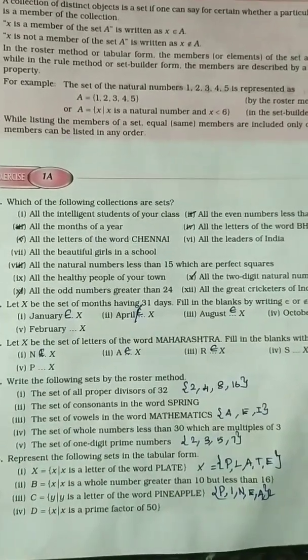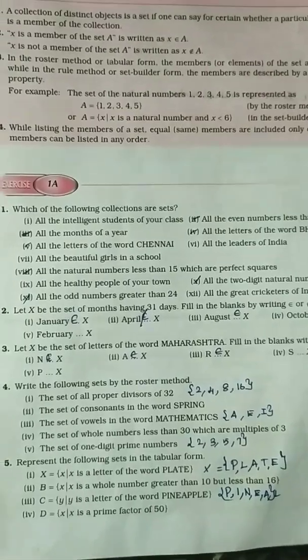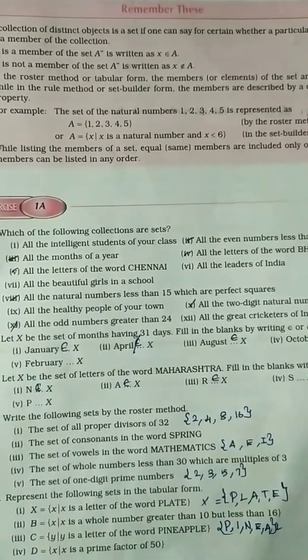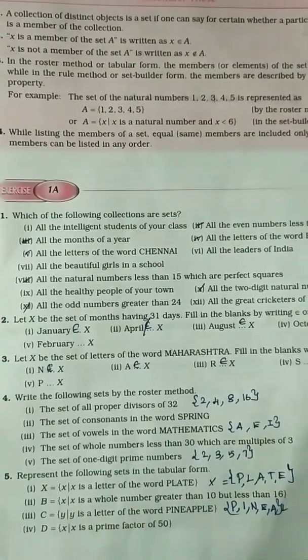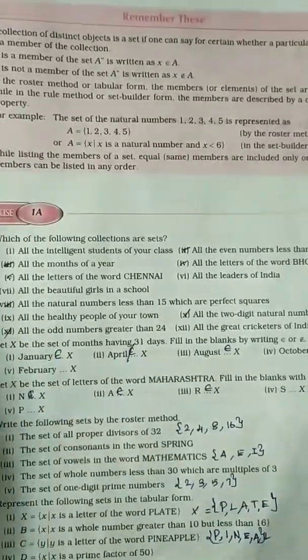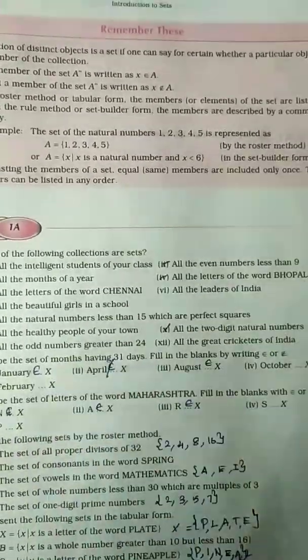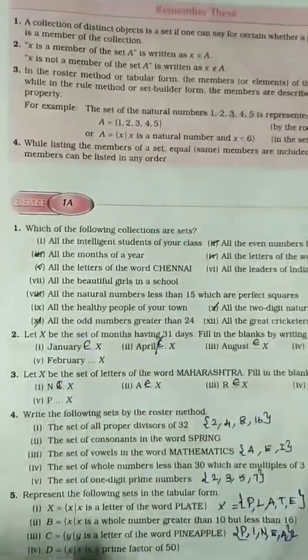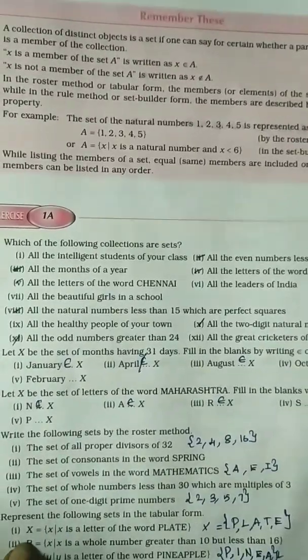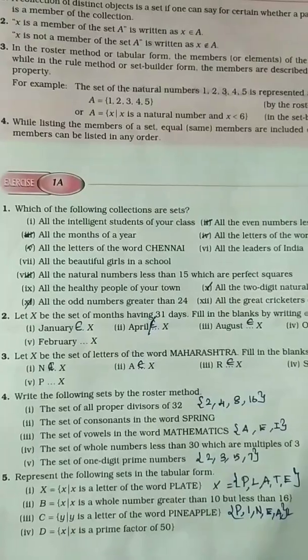So x is equal to set of all x such that x is a letter of the word plate. So what they are saying, inside the brackets the alphabets of the word plate will be written. So P, L, A, T, E. This is in the set builder form. You are writing in the tabular or roster form.